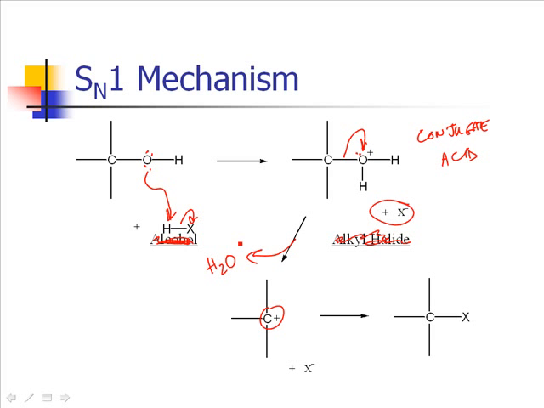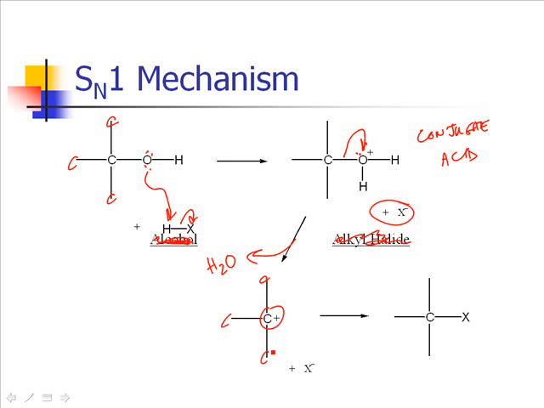Our carbocation will be the most stable when that carbon is a tertiary carbon atom. And that's the reason why this reaction only works for tertiary alcohols. Alcohols where we have 3 carbons attached to the carbon that has the OH group attached to it. Because those tertiary alcohols are going to form a more stable tertiary carbocation.